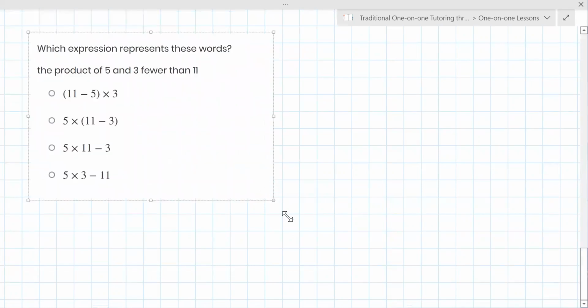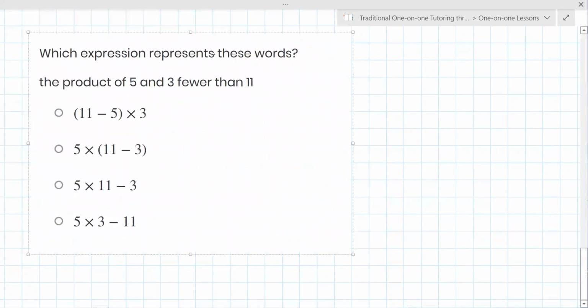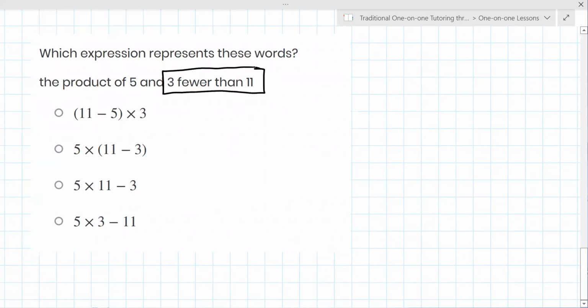All right, so let's look at this right here. 3 fewer than 11. 3 fewer than 11. What does that sound like? Fewer is subtraction, and then the product is multiplication, right? And 5 and 3 fewer than 11.